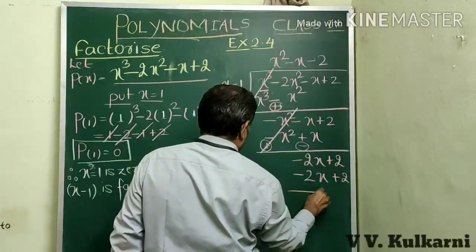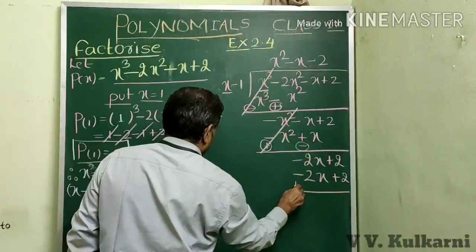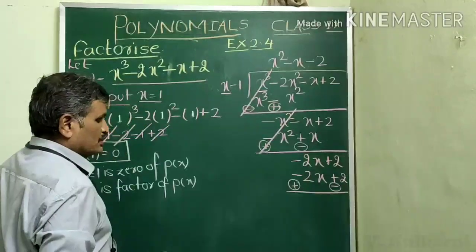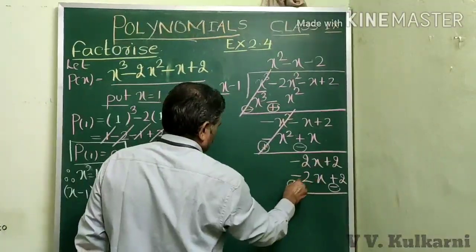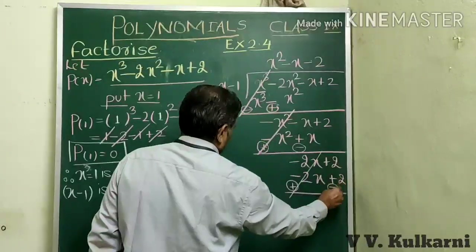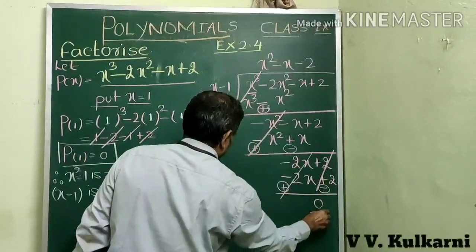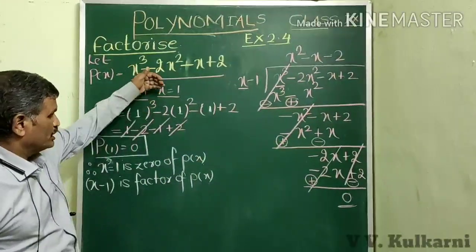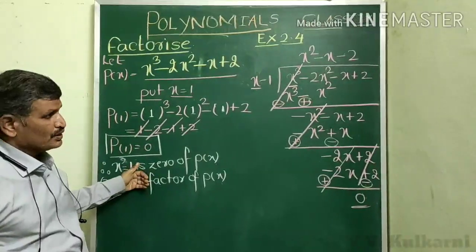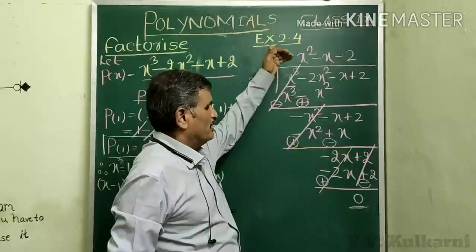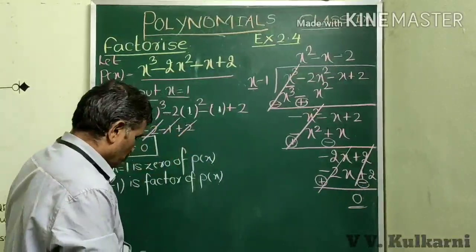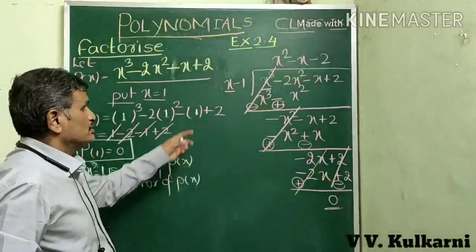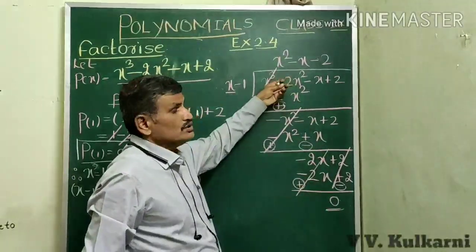So children, finally what I get is, this minus sign is there, so I'll change it to plus sign. Plus sign is there, I'll change it to minus sign. Again you see, minus 2x plus 2x cancels, plus 2 minus 2 cancels, so the remainder is 0. So finally, when I divide, I have told you already that x minus 1 is a factor, and since x minus 1 is a factor, I am getting the remainder as 0.